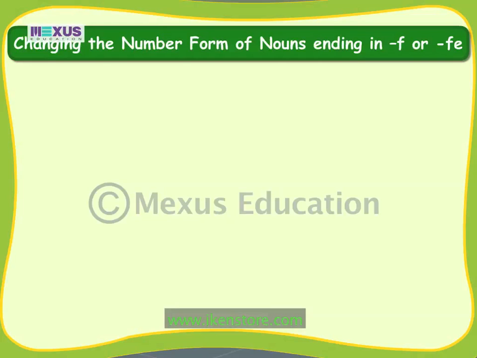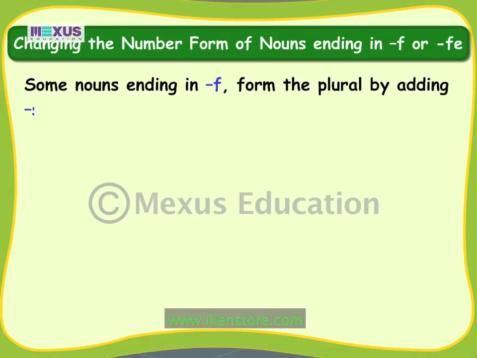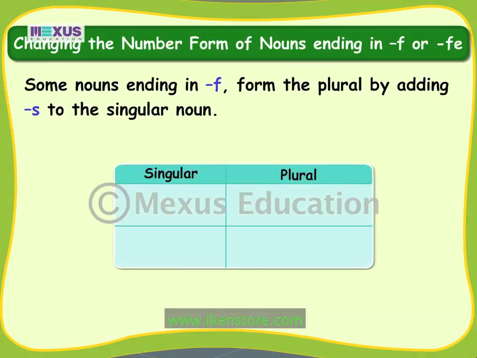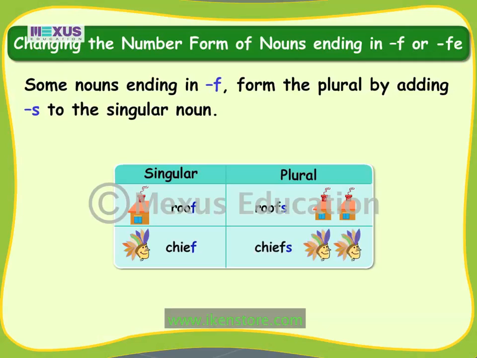However, there are some nouns ending in F that form the plural by adding S to the singular noun. For example, we have the singular and plural form of the nouns roof, roofs, and chief, chiefs.